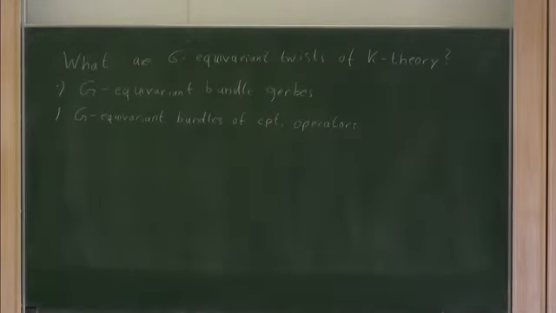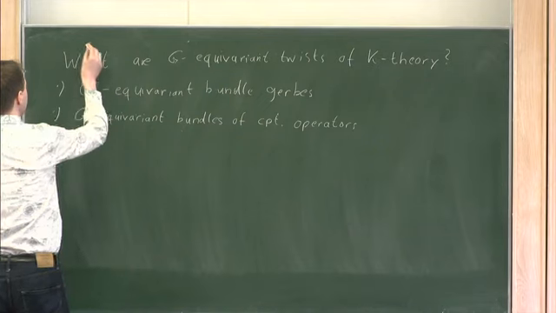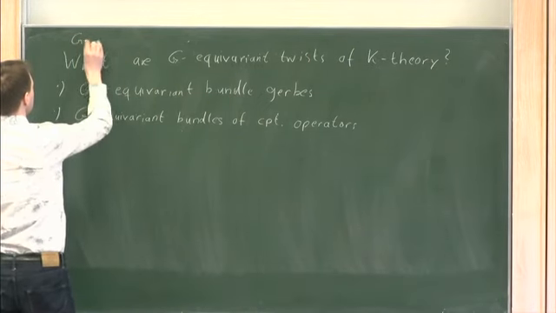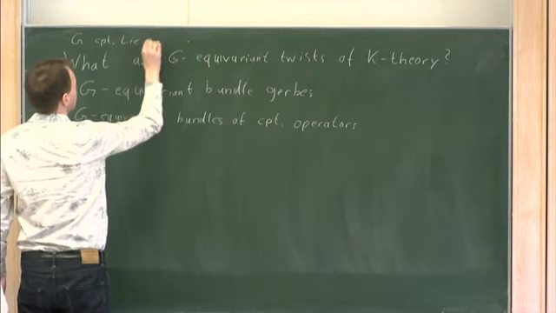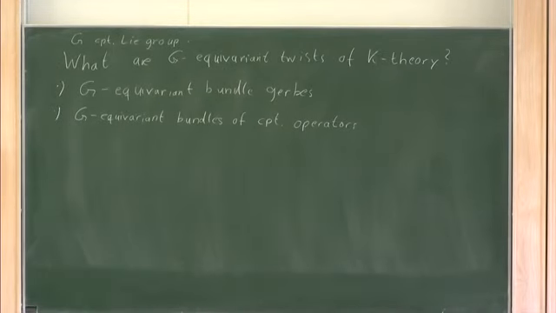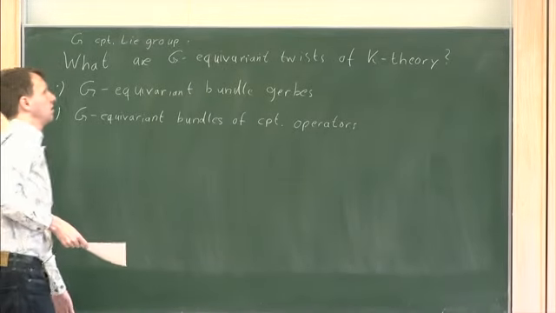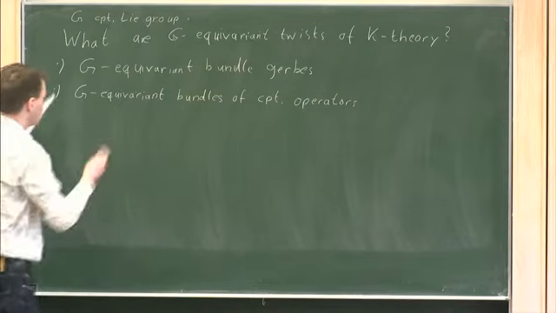What is G for you here? Oh, yeah. So in the examples that will follow, G will be a compact Lie group. Could also be a finite group, well, which is contained in that.